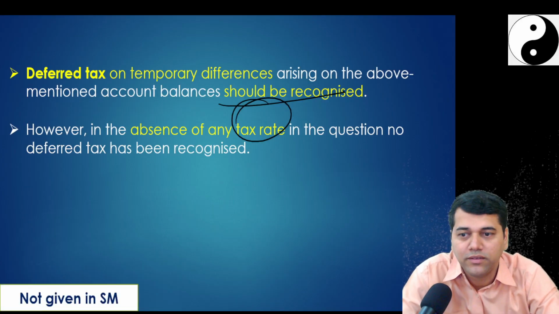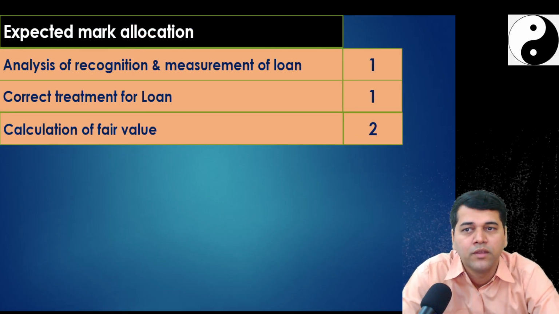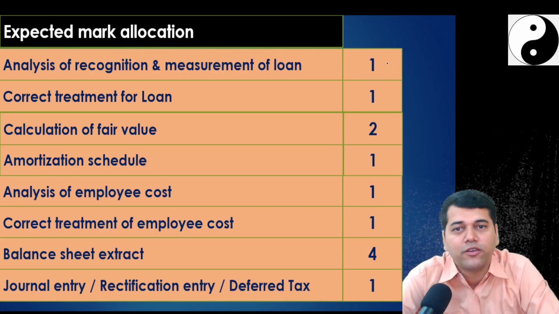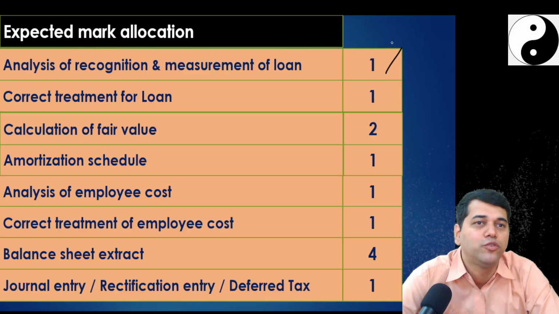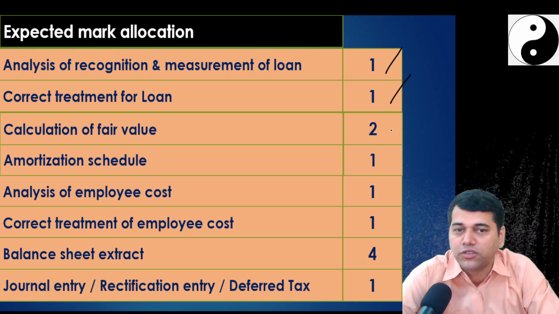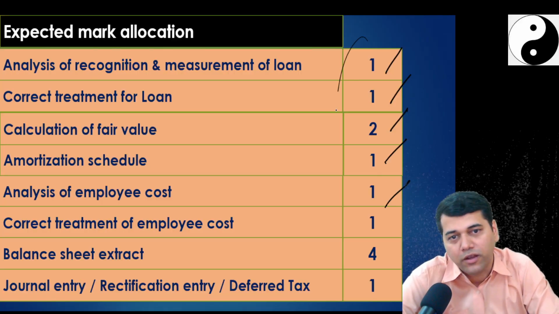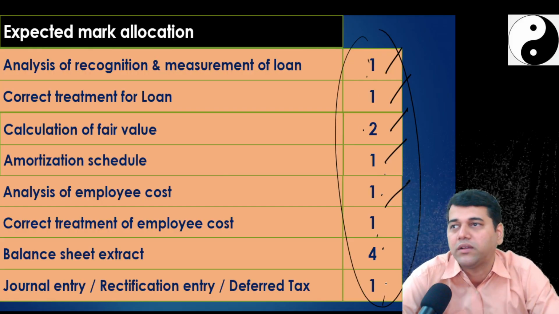Okay, anyhow, this part is not given in the study material, but somewhere in the RTP, MTP they had given. So the mark analysis would have been like this, as per me. Analysis and recognition of measurement of the loan, not more than 1 mark. If 1 mark, how much theory will you write? Correct treatment of the loan, 1 mark. Calculation of the fair value, 2 marks. Schedule, 1 mark. Analysis, because if I add all these things, it is going to be 12 marks.